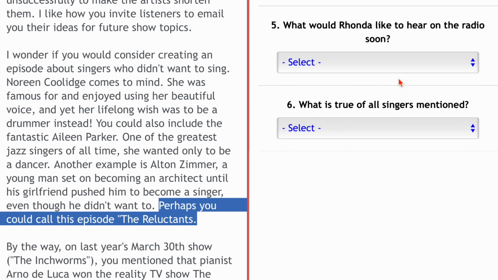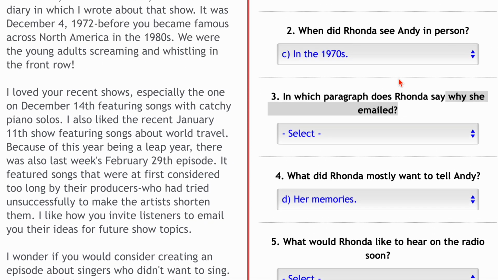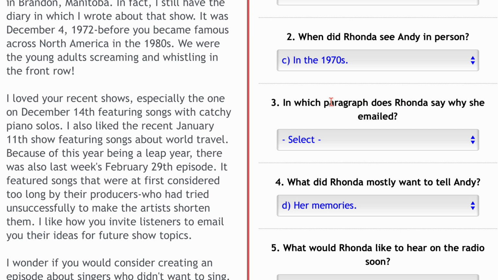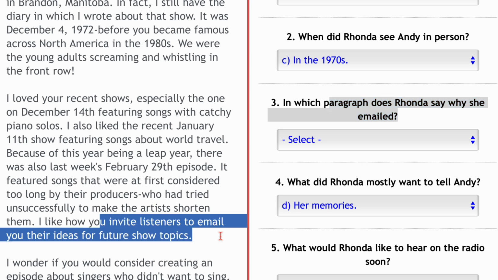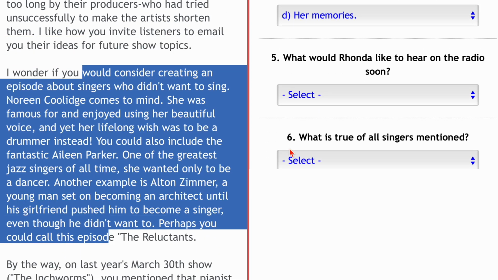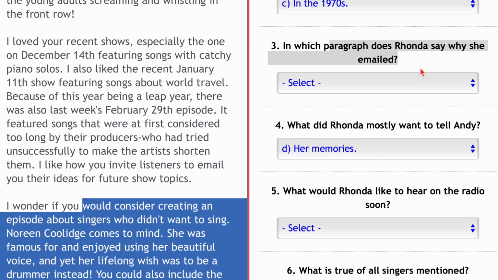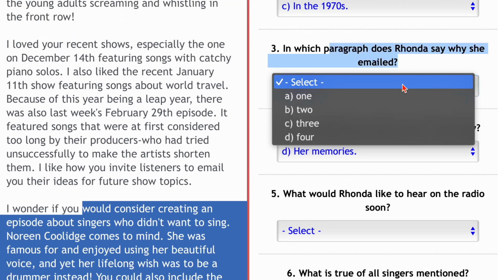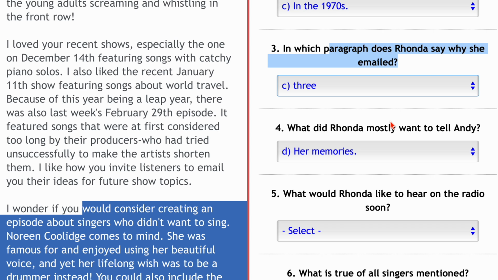Okay, so she's telling him, maybe you could consider doing this show. He invited listeners to write him to tell him about shows. And then she's telling him the kind of show that he would like. So number 3 sounds like paragraph 3, okay? Because that's why she's writing.